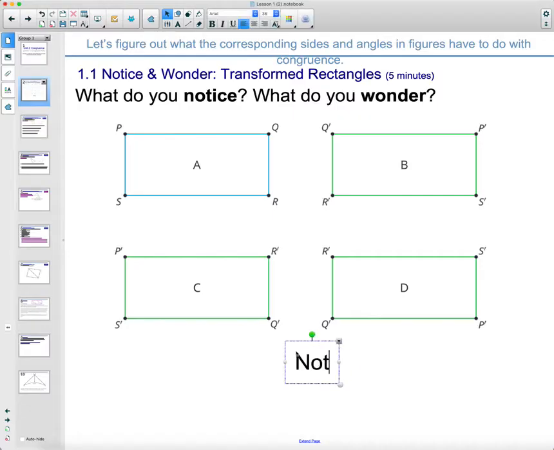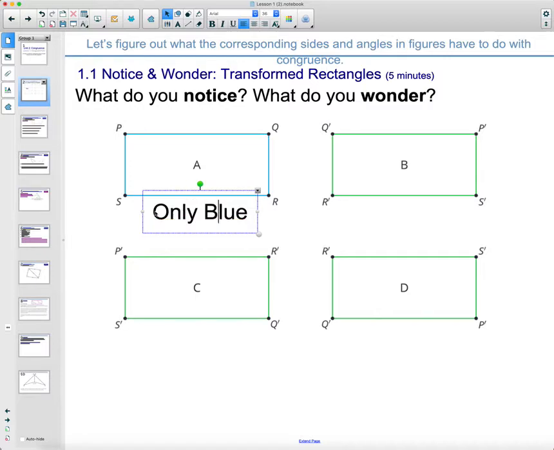So some notices that this first one is blue. Okay, the only blue one. Whether that was a notice, like it's only blue, or a wonder, like why is this one blue? Could have been something you said.